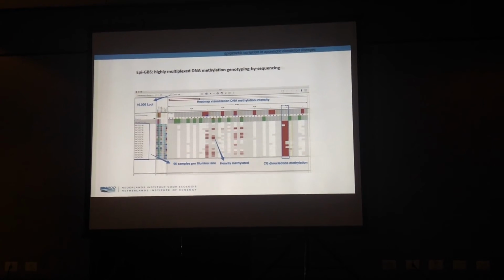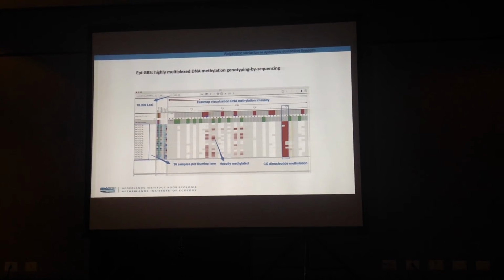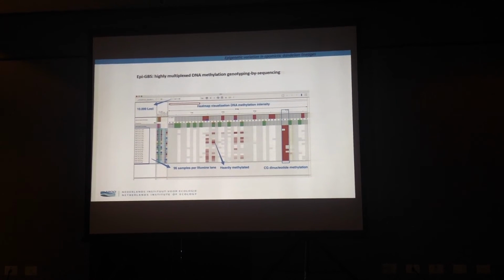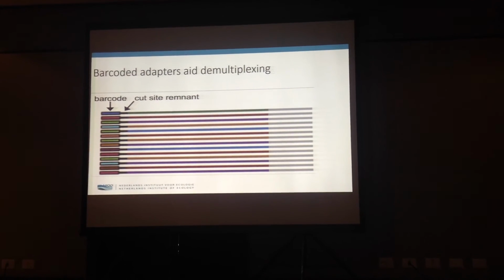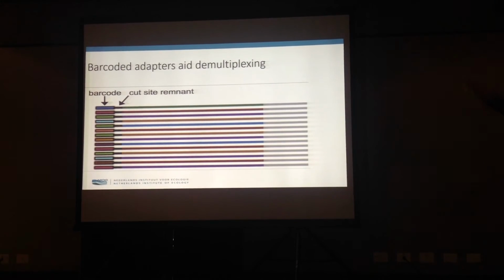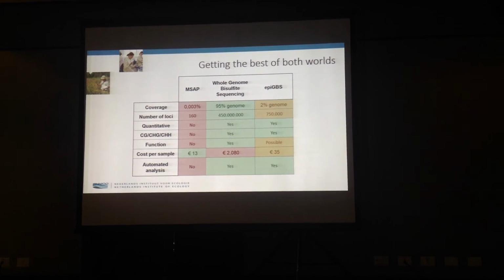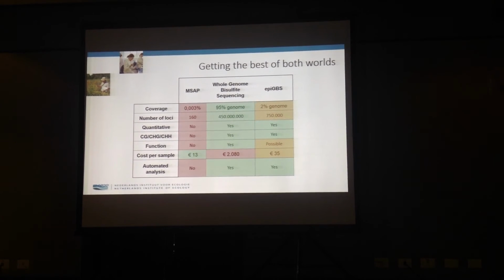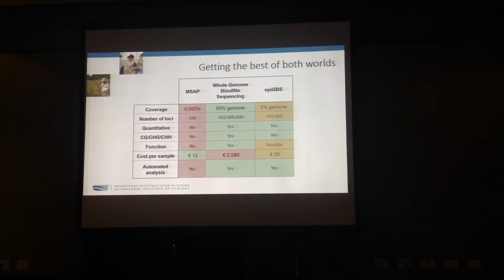So it allows you to get a nucleotide level representation of DNA methylation in up to 96 samples in one Illumina lane of many different species. And you use the barcode to basically say, well, okay, this individual fragment belongs to that sample. It's very straightforward. So the idea is that it should be somewhere in between methylation-sensitive AFLP and whole genome bisulfite sequencing.